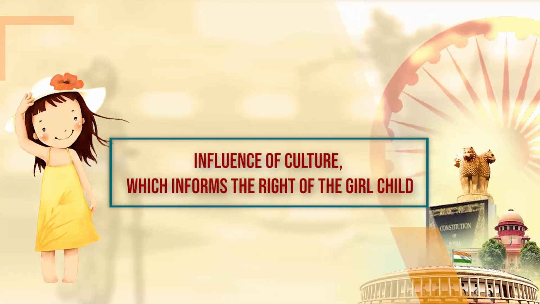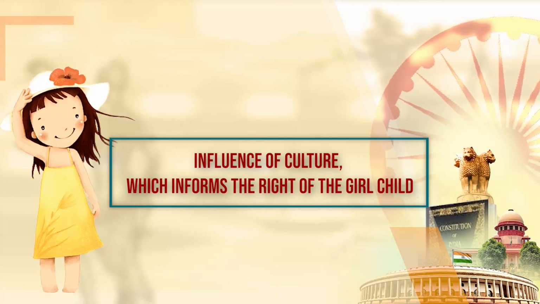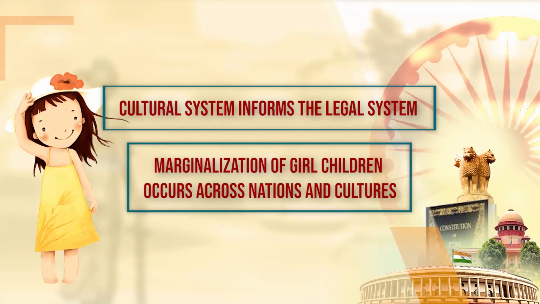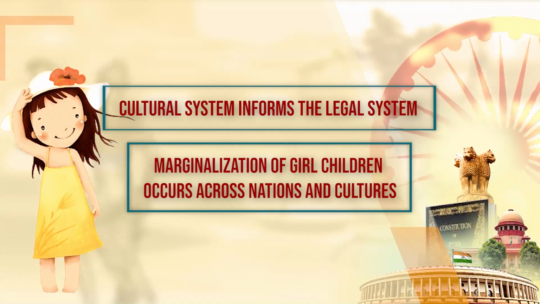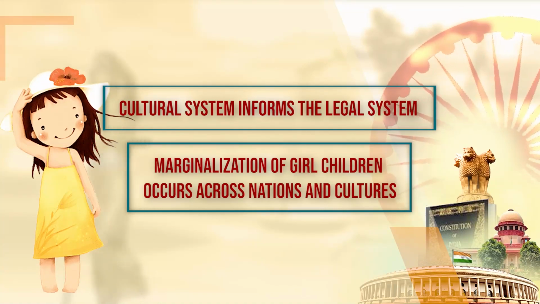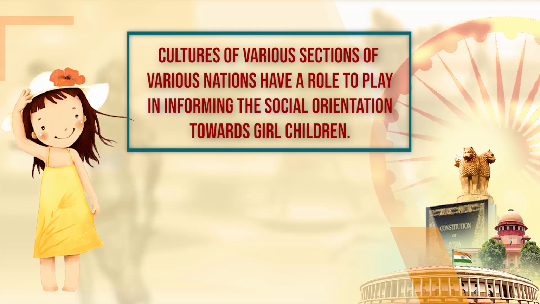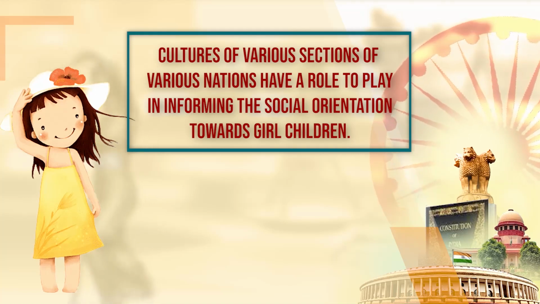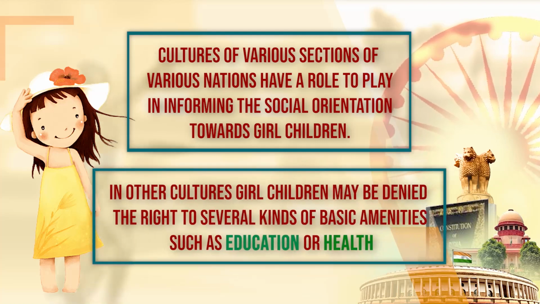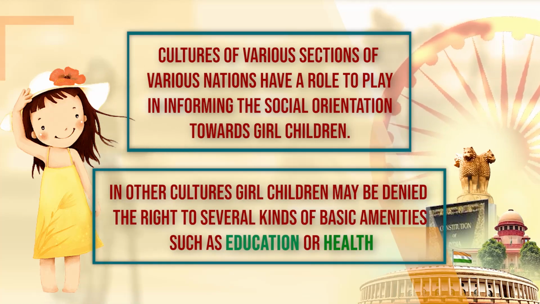Next, we look at the influence of cultures which inform the rights of the girl child. There is a role of culture in informing social orientations towards girl children. The cultural system informs the legal system, and marginalization of girl children occurs across nations and cultures. First of all, we look at how cultures of various nations, cultures of various sections in various nations have a role to play in informing the social orientations towards girl children. So for instance, while in some cultures girl children are celebrated, in other cultures girl children may be denied the right to several kinds of basic amenities, such as education or even health.